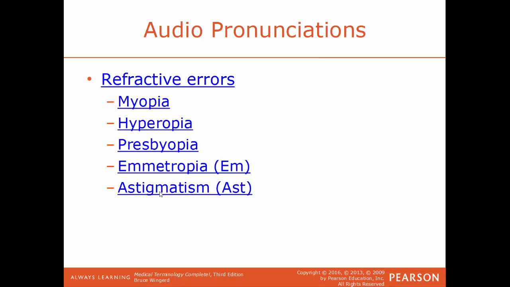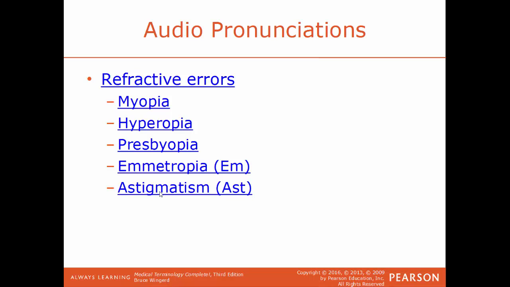Next we'll talk about some refractive errors when it comes to vision. And a refractive error is an imperfection of the eye that prevents it from focusing light correctly. The first one, myopia, is another term for being nearsighted. The person is able to see things up close clearly, but they can't see things far away. So they can sight things near to them. That's why it's called nearsightedness.